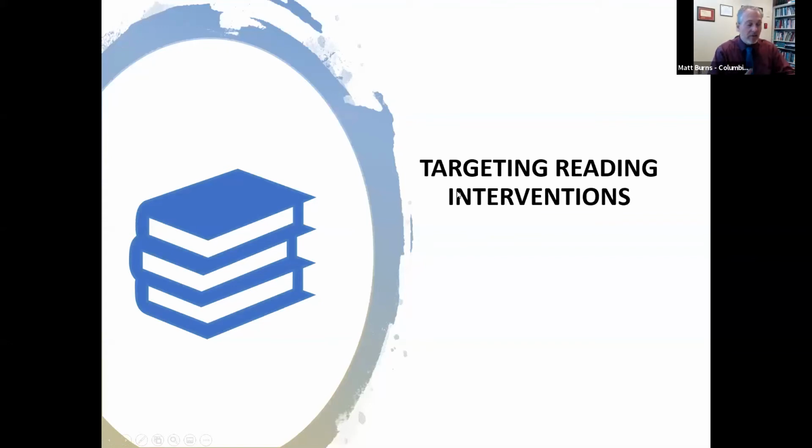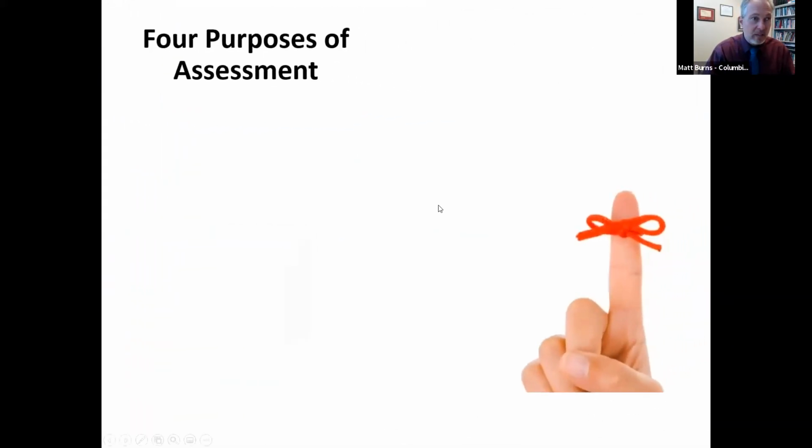Okay, so next we've talked so far about the science of reading. Now let's talk about an application of it, which is targeting reading interventions. Let's first talk about what assessment is and how you use it. There's 4 purposes of assessment.